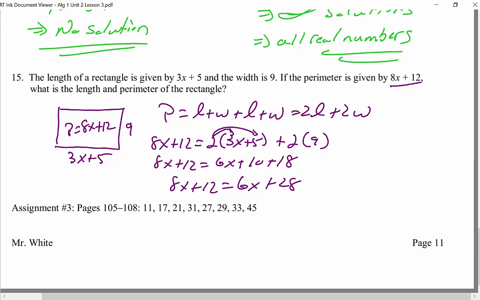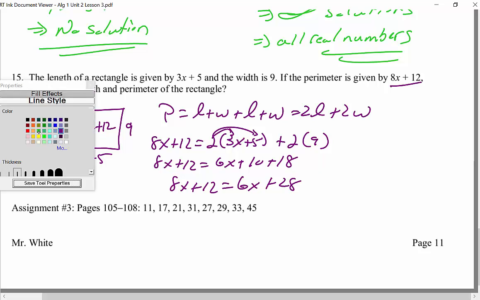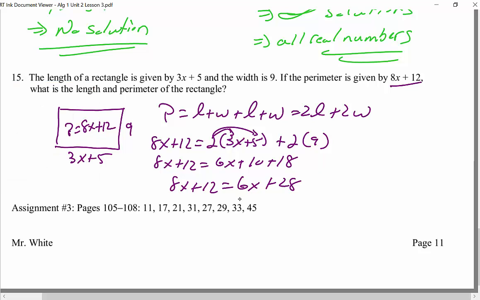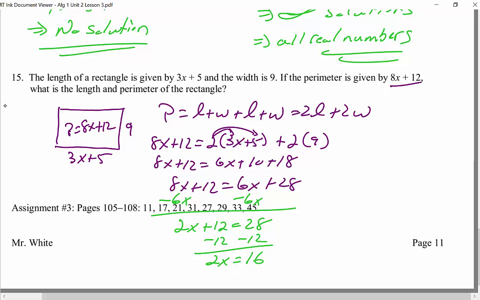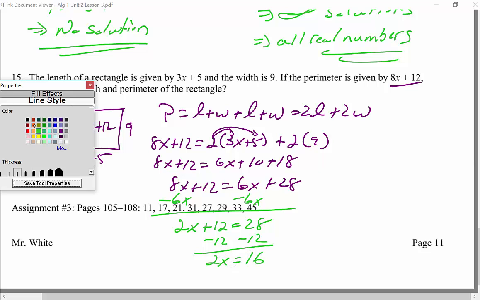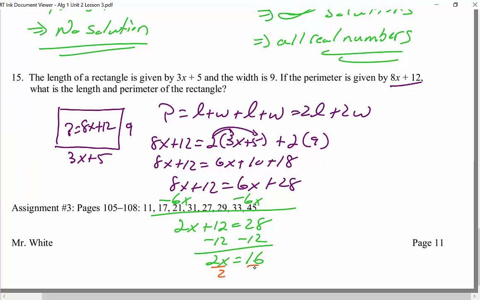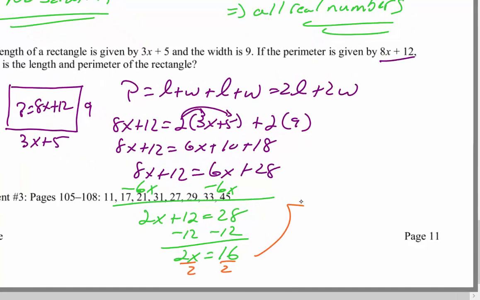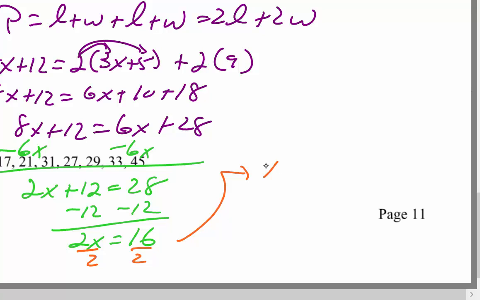Now, what we can do is we can start solving. We want x on one side, everything else on the other. So we start by subtracting 6x from both sides. 8x minus 6x is 2x, plus 12 equals 28. We then subtract 12 from both sides, so 2x equals 16. What's the next step? The next step is to divide both sides by 2. I'm out of room, so we have to come over here. So 2 divided by 2 is just 1x equals 16 divided by 2 is 8. So x is 8. I got the answer.